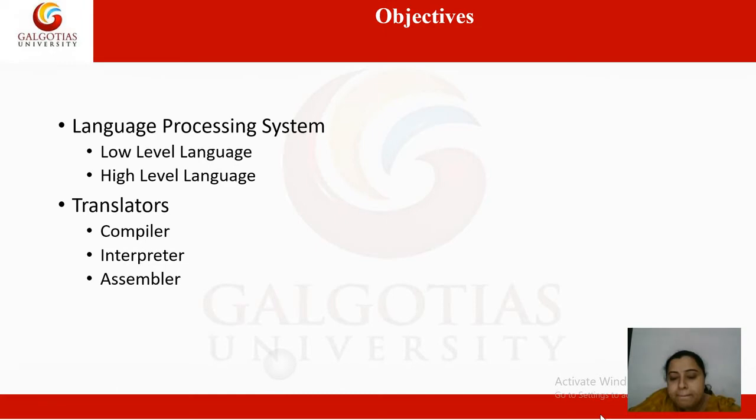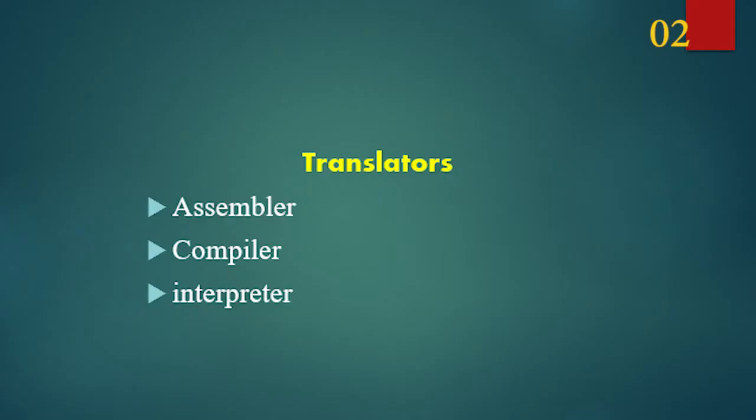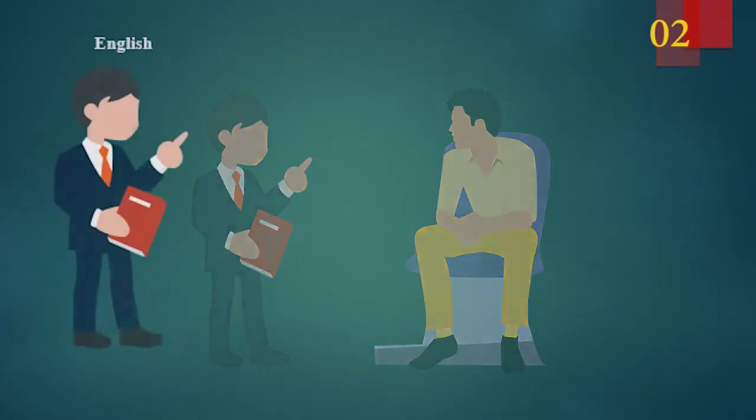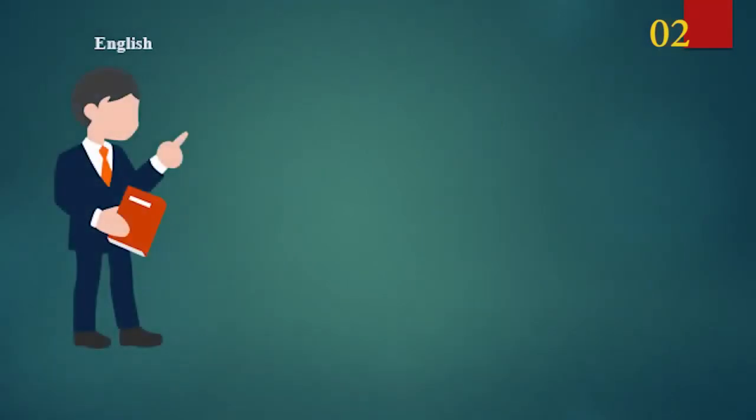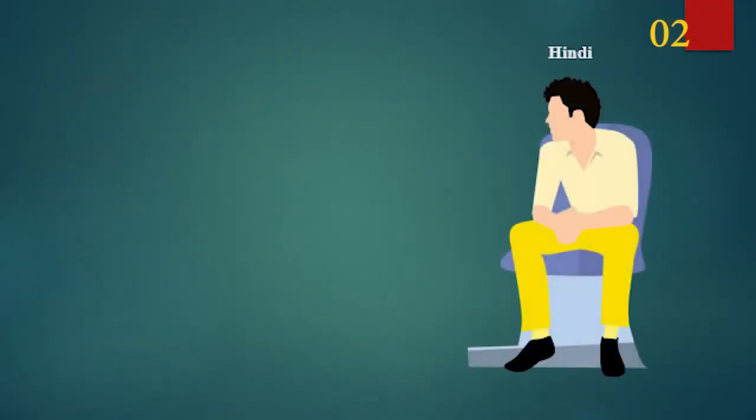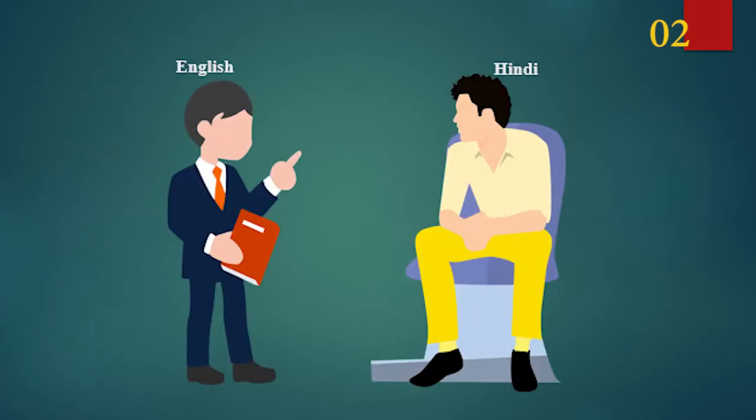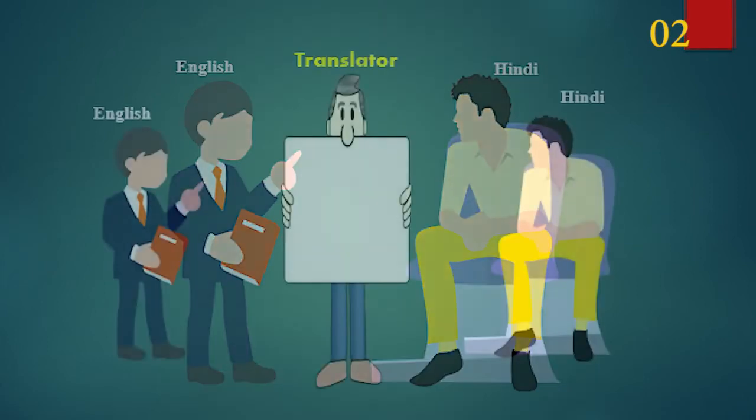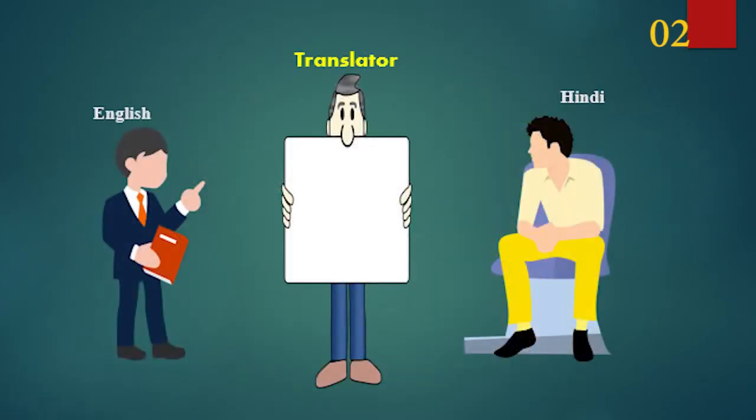Translators and the different types of translators. Let us consider two persons trying to communicate with each other. Here one person knows English language and the other person knows Hindi language. If they communicate with each other, it will not be a successful communication since both the guys don't know a common language. In this scenario, the translator comes into picture. The translator will be knowing both the languages and it will help them to have a successful communication between them.